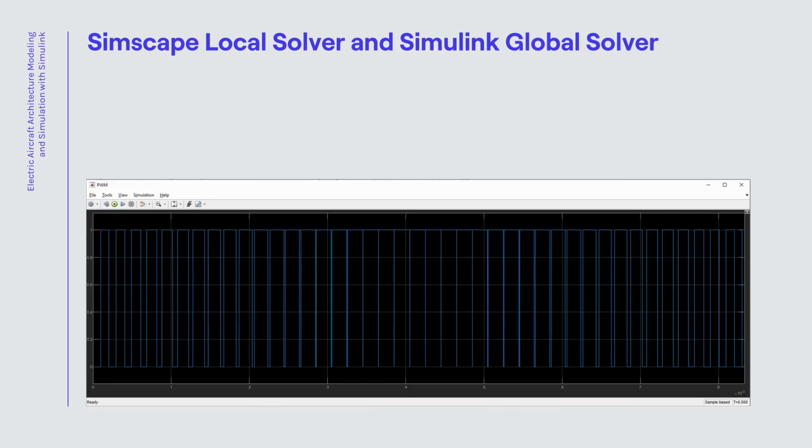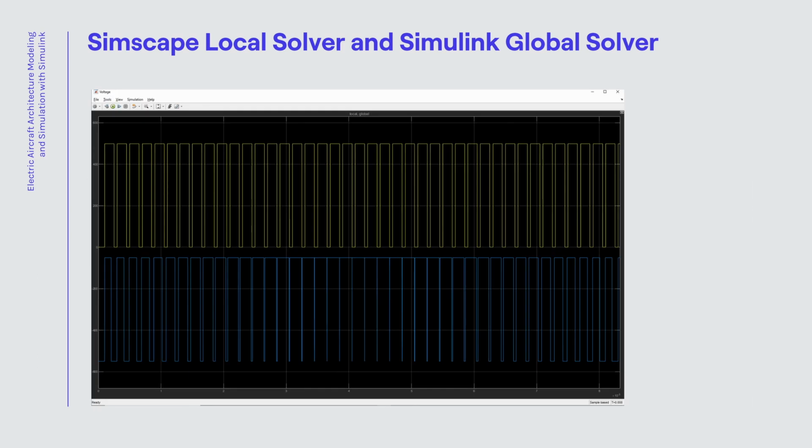Let us explore the model behavior via looking at the results. You can see that the global solver accurately captures the pulse as it's configured to detect zero crossings. It means that it can detect very small pulse bits. Now we will take a look at the voltage measurements.